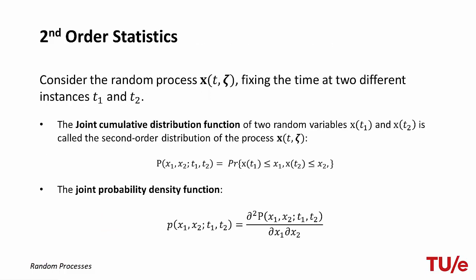Since each instance of the random process is a random variable, we have multiple random variables and we can use higher order statistics to investigate the relation between these multiple time instances. Consider the second order statistics, which deals with the joint distribution of two random variables. If we take two separate instances along the random process, we have two random variables and we can define the joint distribution of these two random variables. On this slide, you can see the definition of the second order distribution and density functions of a random process.